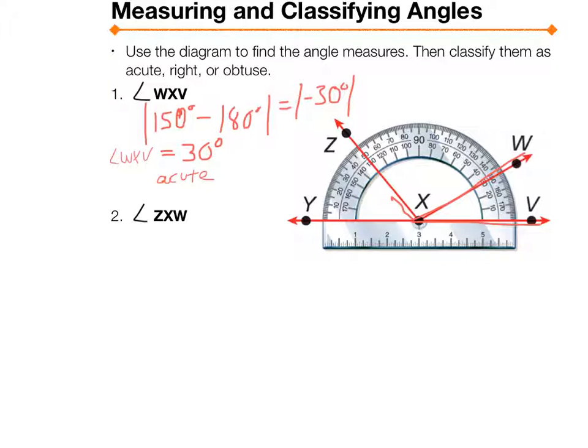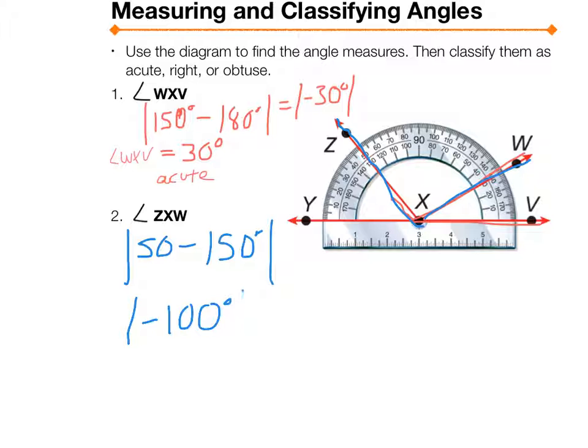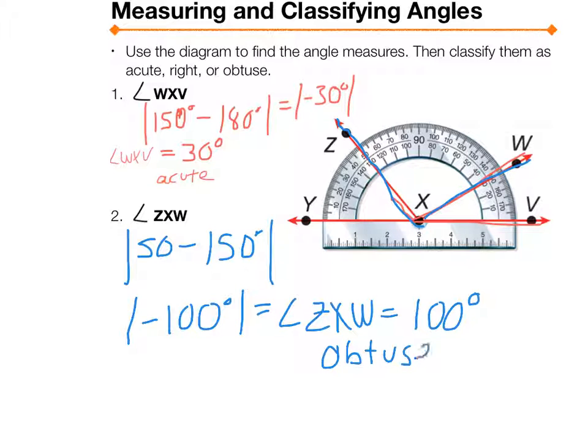Now let's look at angle ZXW. So we start at Z, go to X, and go to W. Z, is that 50 degrees? So we take the absolute value of 50 minus W, which is at 150 degrees. We would get the absolute value of negative 100 degrees, which would give us angle ZXW is equal to 100 degrees. Since 100 is more than 90, this would be an obtuse angle.